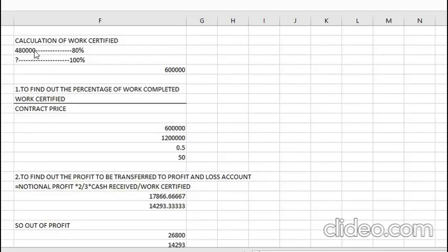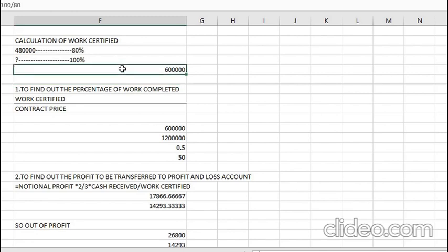So the cash received as per your question is 4,80,000, which is 80% of work certified. Then we will assume work certified to be 100%. So when 4,80,000 is 80%, what is the amount for 100%, which is your work certified? We will cross multiply: 4,80,000 into 100 divided by 80. Through this cross multiplication, you will get 6 lakh. So 6 lakh is your work certified.